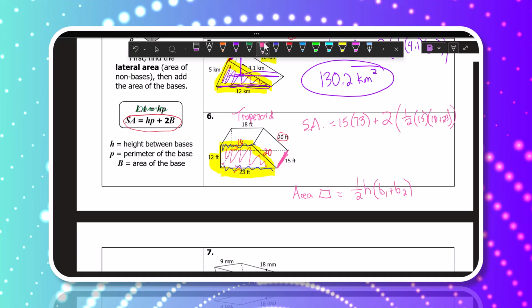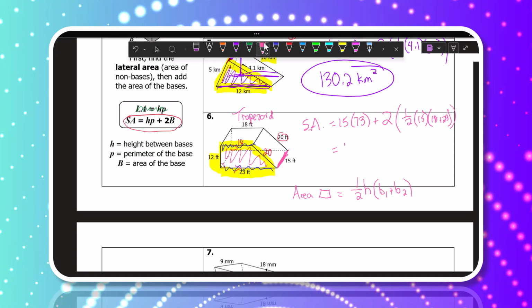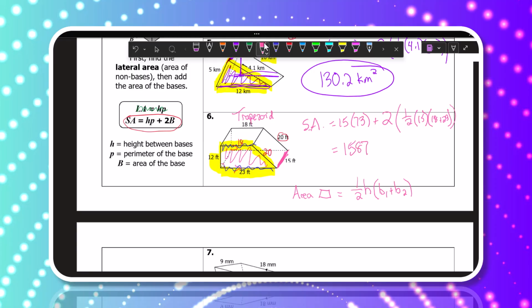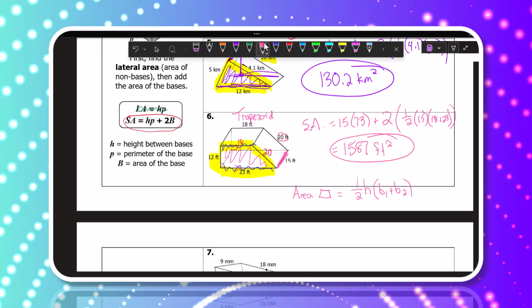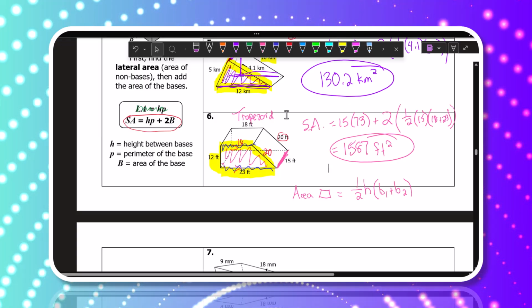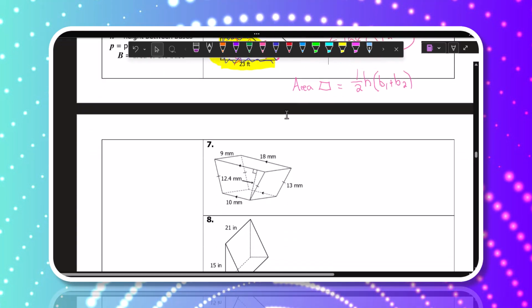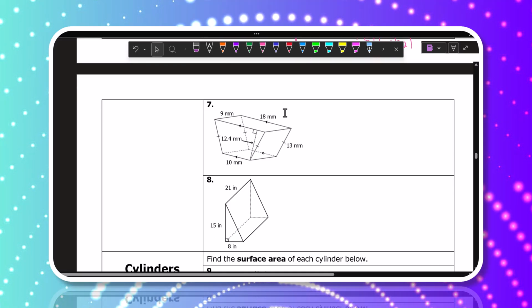Close it up. Multiply all that out. Throw it in decimals. Throw it in your calculator. And we get 1,587 feet squared. That is a big trapezoidal prism. So keep on trucking. We got a couple more before we get into a different shape. So that'll be exciting.